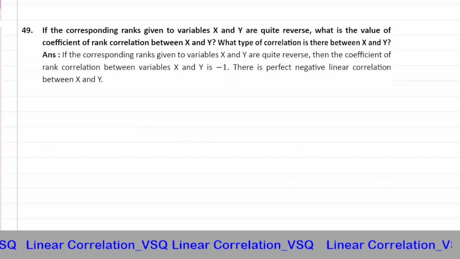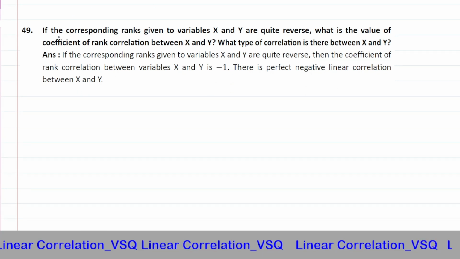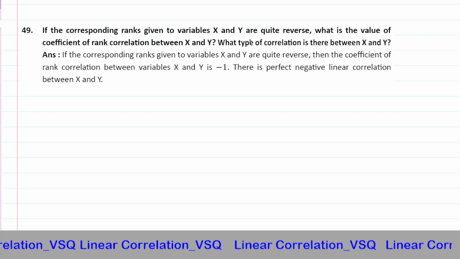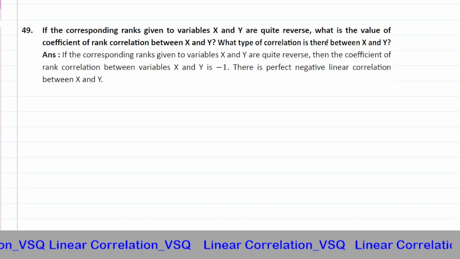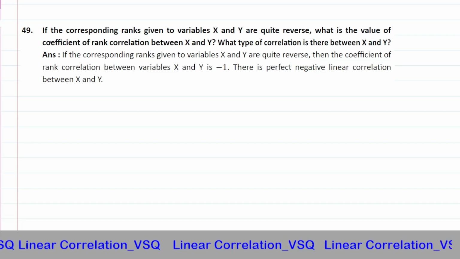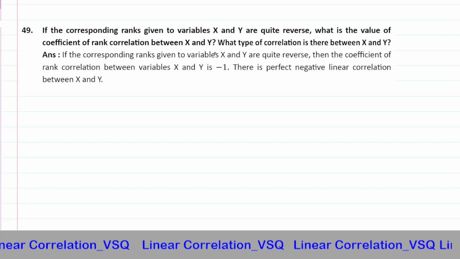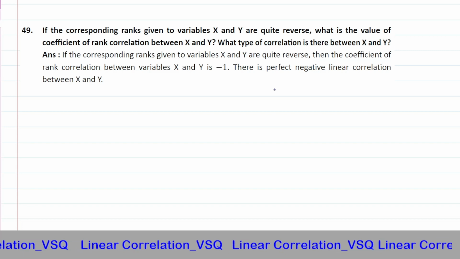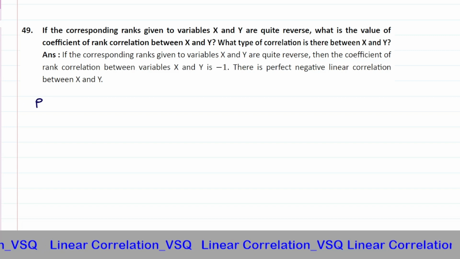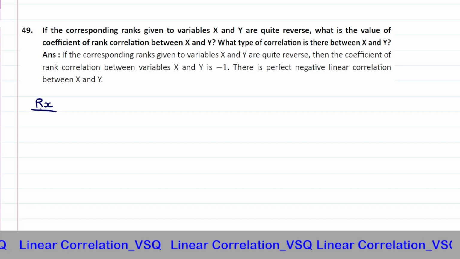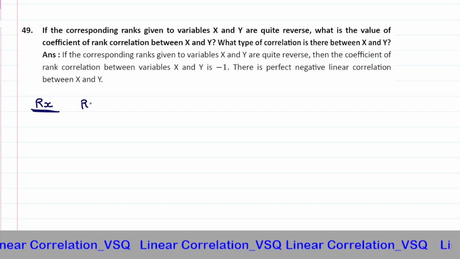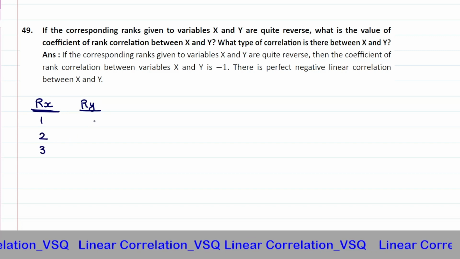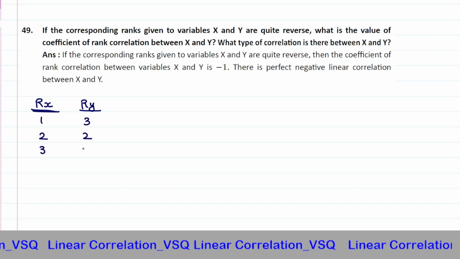Question number 49. If the corresponding ranks given to variables x and y are quite reverse, what is the value of the coefficient of rank correlation between x and y? What type of correlation is there between x and y? Okay, see, the ranks of x and y are totally reverse. Like if rx equals 1 to 3 and ry equals 3 to 1.